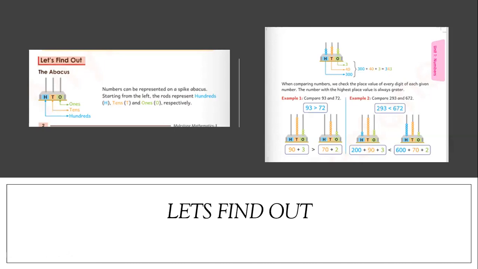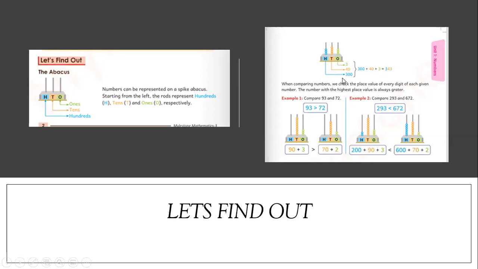For example, this is an abacus where we have the number 343. 4 tens and 3 ones. So which one is the greater number here? 300 is the greater number. And which one is the smaller number? 3 is the smaller one, right? So here the highest place value is for 300.